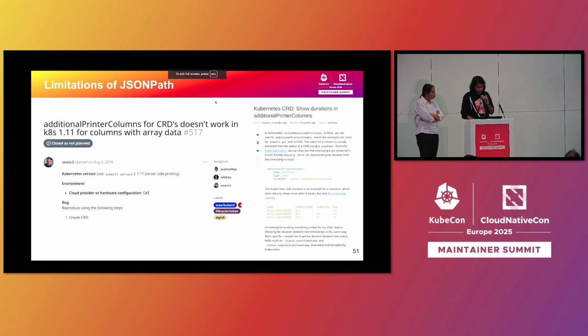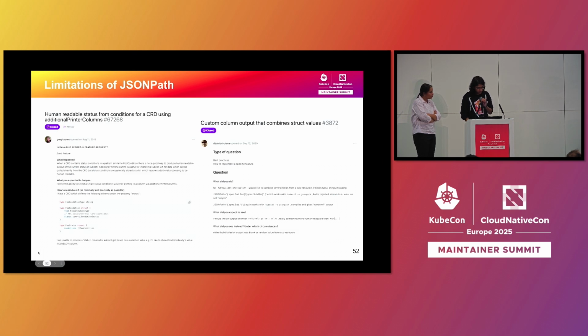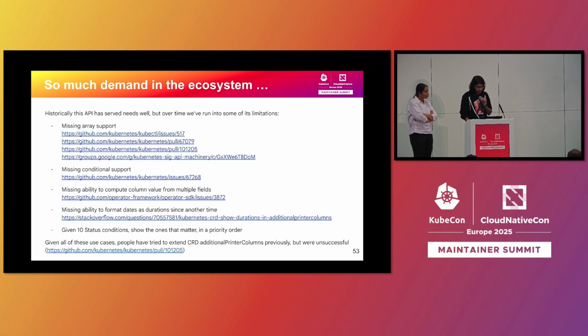So in this particular column, the one with the timestamp, we can use the CEL type for timestamps to calculate the duration, and arrays obviously work. We've already seen that. And these issues talk about using conditional expressions to evaluate additional printer columns to one value or the other, which is also possible with CEL now.